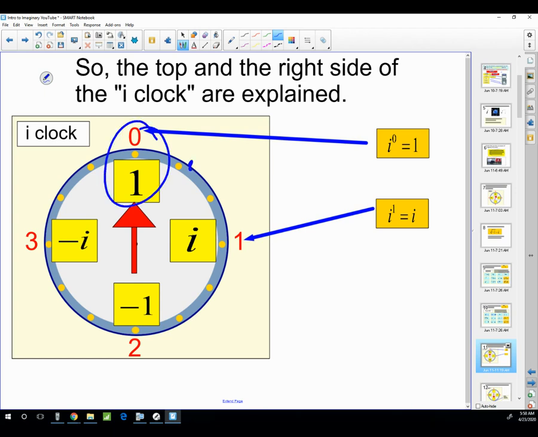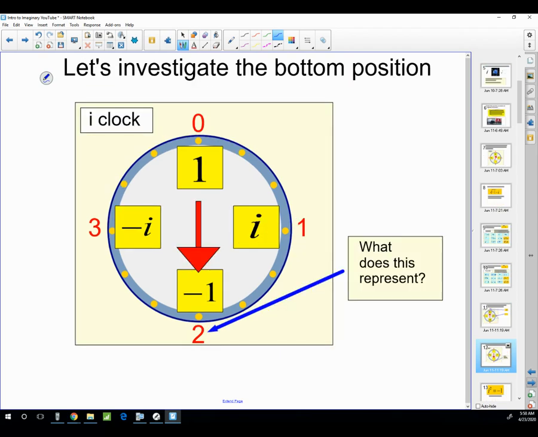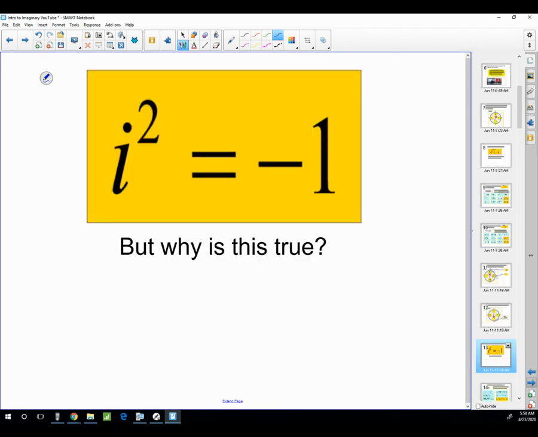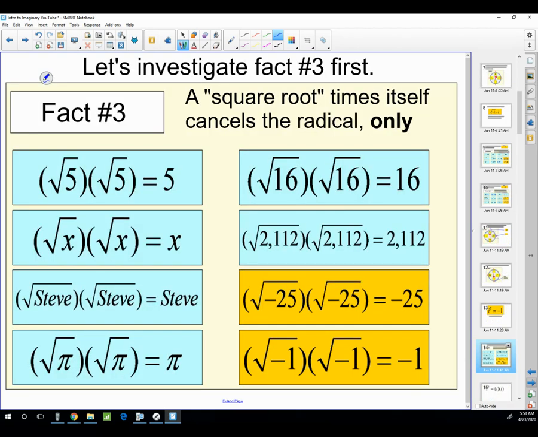What this means is i to the 0 equals 1. That's the power. i to the 1 equals i. The result is that yellow portion on the inside. So let's see if we can build the other two pieces. i squared equals -1. You're going to see that so many times you're going to just memorize it, but let's try to at least see why it is.